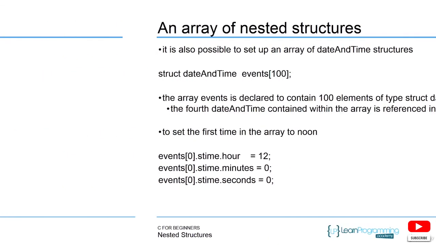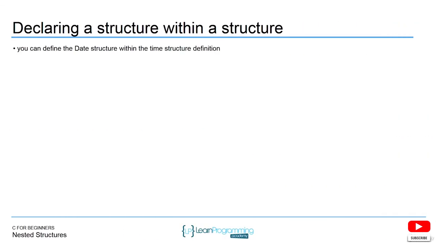and then we're setting the seconds to 0. Now, if we want to declare a structure within a structure, you can define the date structure within the time structure definition. So this is another category of flexibility. We don't have to necessarily have the date and the time structure defined somewhere else. We can define those structures right in our date and time structure. So here would be an example of just defining the date structure inside there, inside the time structure. So here we have a nested structure, but we actually defined it inside the definition of time struct.